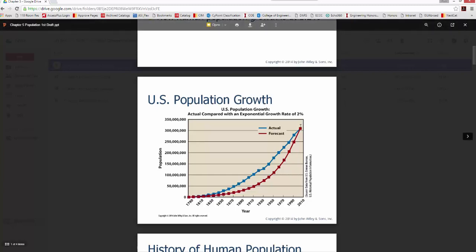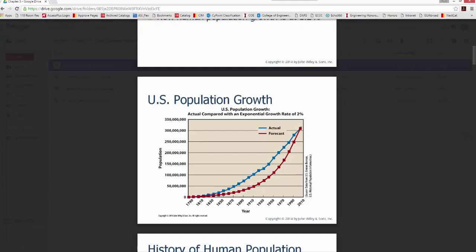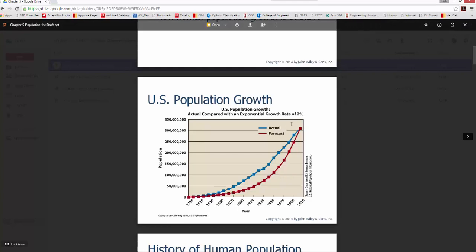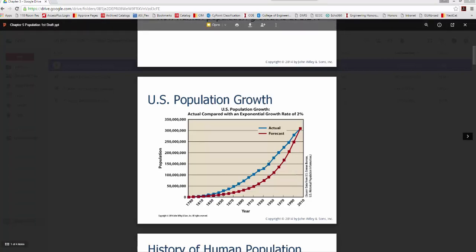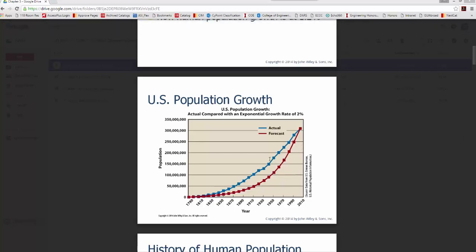And they actually come together, surprisingly. I believe this is right around 2008. 2010 is here. You see the years down here. The U.S. population and the forecasted population is just a shade over 300 million. So notice here again, the actual rate was greater than 2%. So again, notice the actual and the forecasted both grew exponentially, but the growth rate for the actual was greater than 2%.